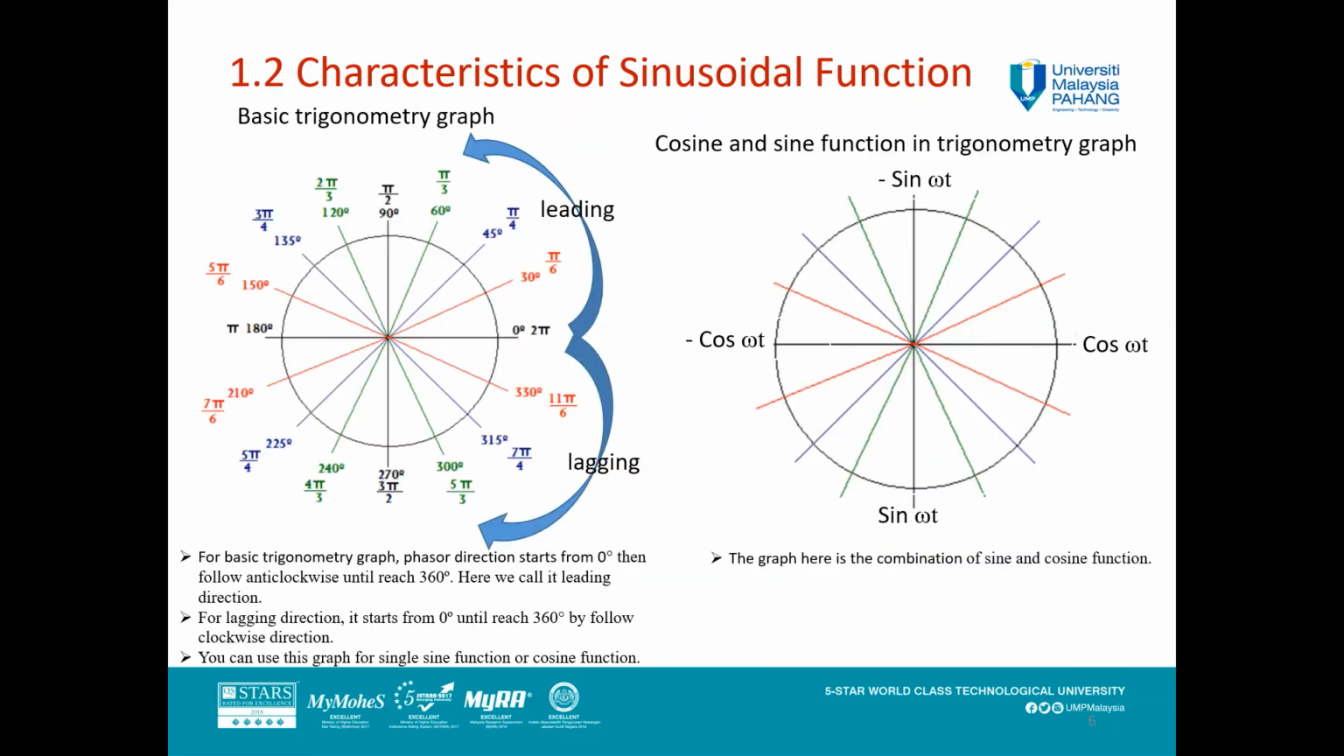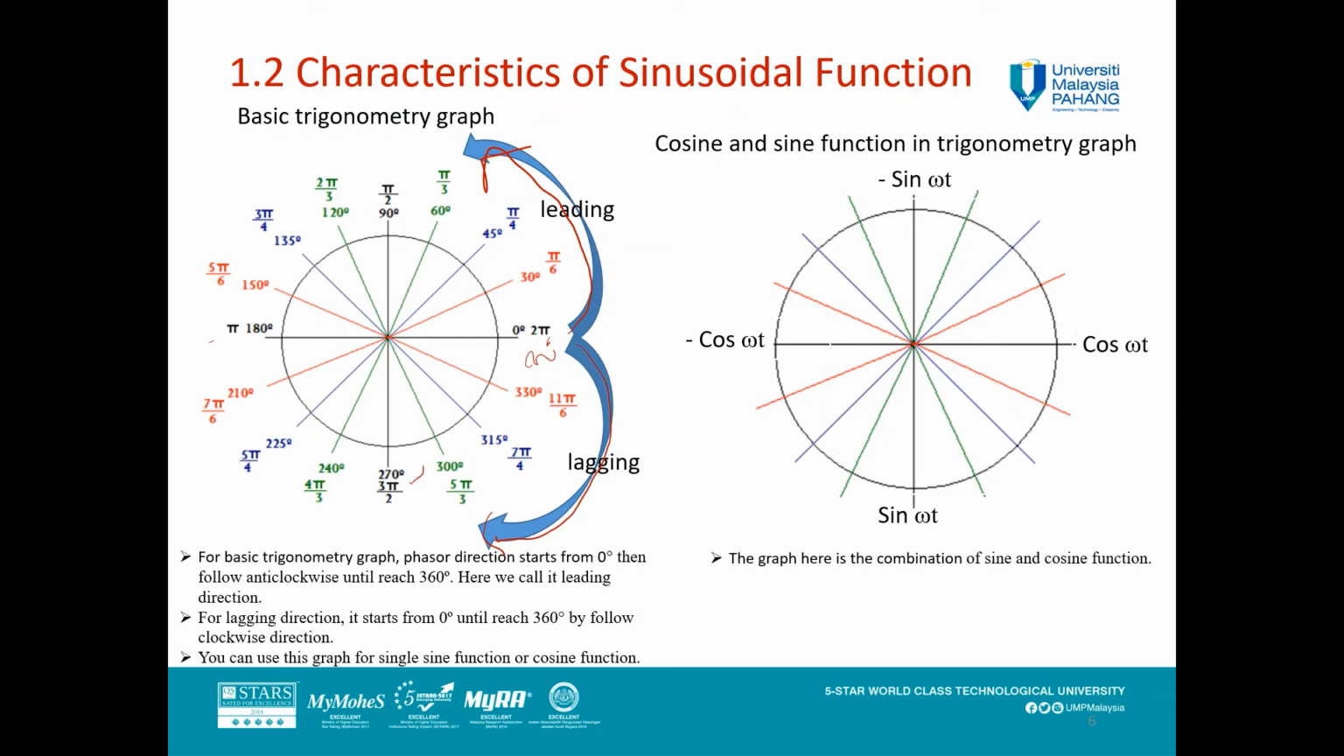Now, the basic trigonometry graph, from 0 degrees up to 180, 270, and the last one is 360 degrees. In radians you can convert: 0, pi over 6, pi over 4, pi over 2, pi, and 270 is 3 pi over 2. Now from here, starting here, the upper part is leading. The lower part we call lagging, for the degrees or in radians. So you can read it again.